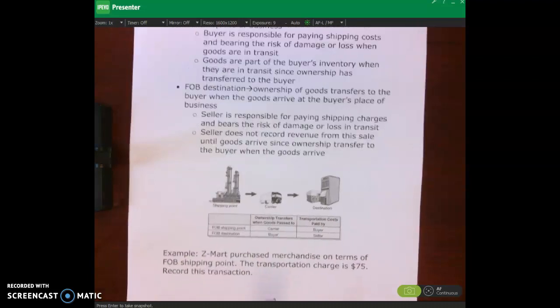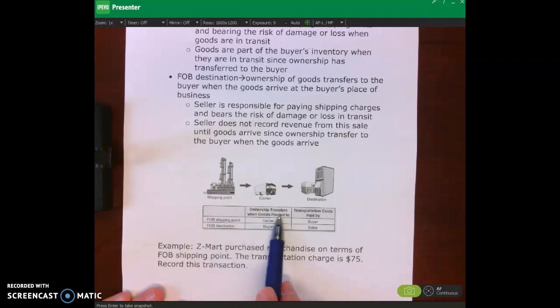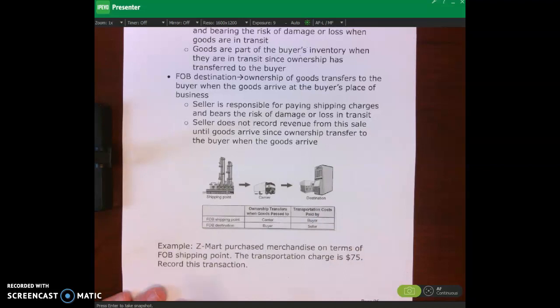With this example down here, we have this little diagram saying FOB shipping point, FOB destination. When does the owner transfer the goods, and who pays the transportation cost? This diagram summarizes what I just said. With FOB shipping point, the ownership transfers when the goods are passed to the carrier, and then the buyer pays. I'm sorry, I was looking at the wrong thing. With FOB destination, the ownership transfers when the goods are passed to the buyer, and then the seller pays.